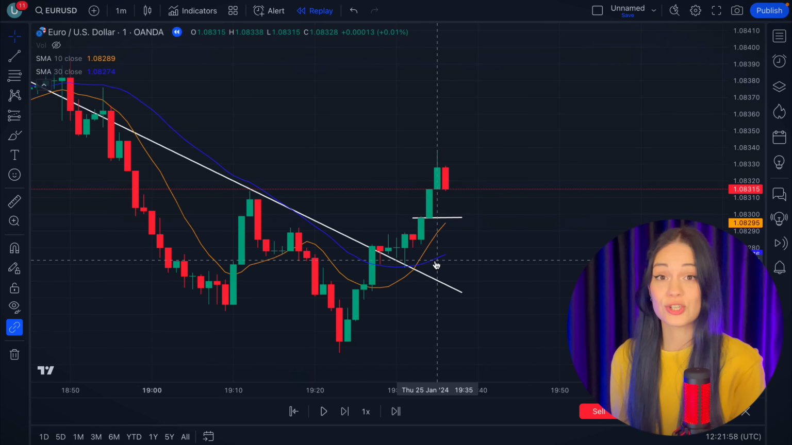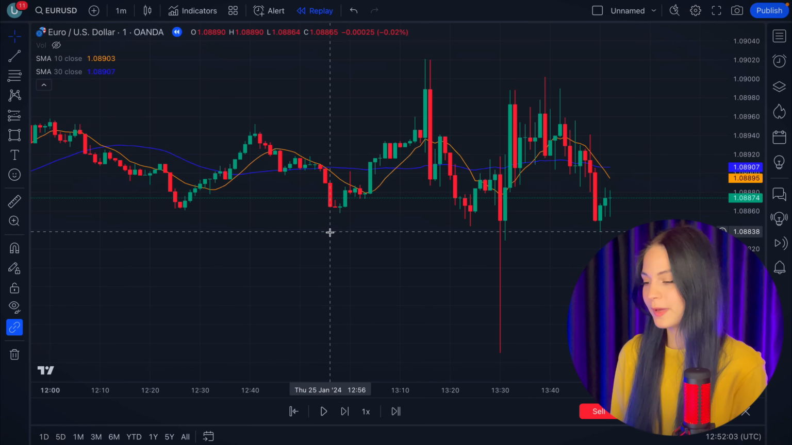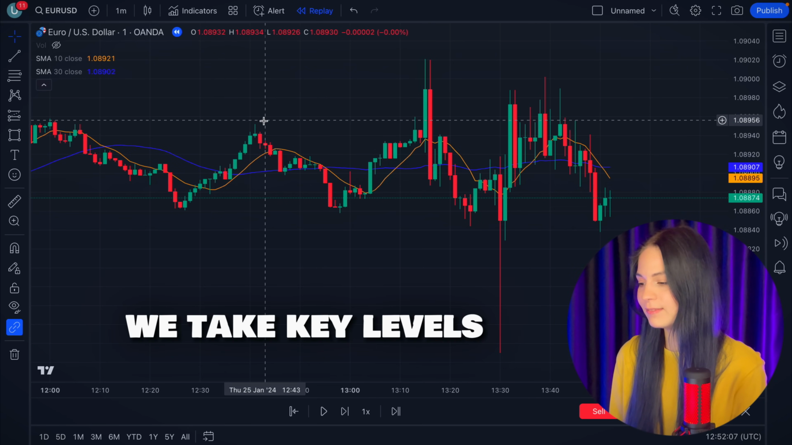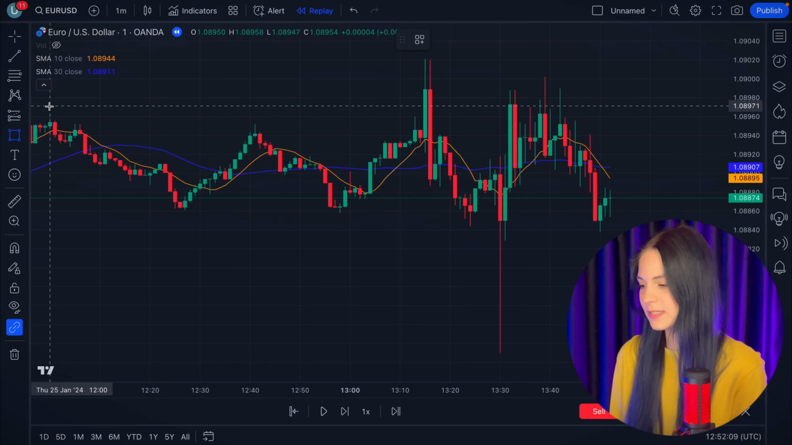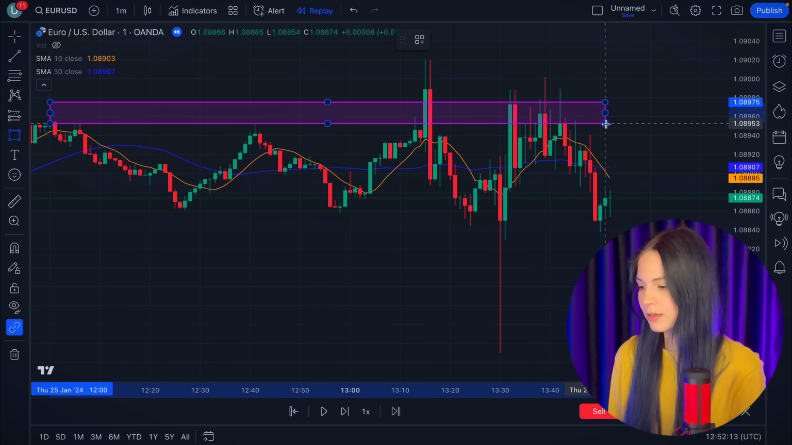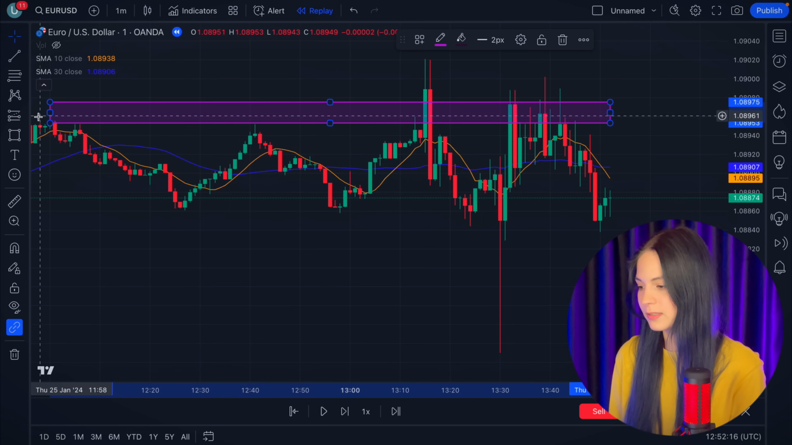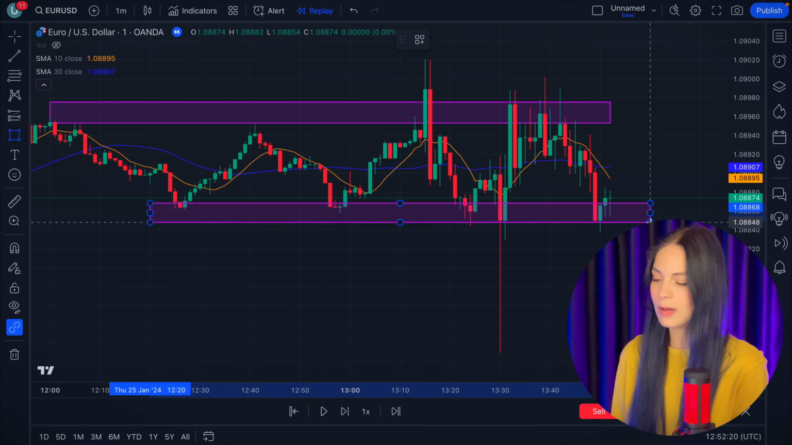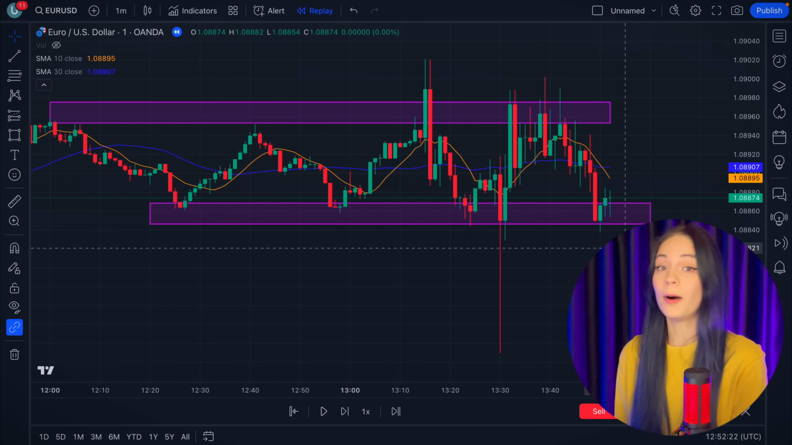That's why you need additional confirmation. Let's take another example, and right here we have a chart. The first thing that we see, we take key levels. So we don't have a specific trend line. We're gonna mark support and resistance levels. So this is the resistance level, and the support level is gonna be somewhere around here.